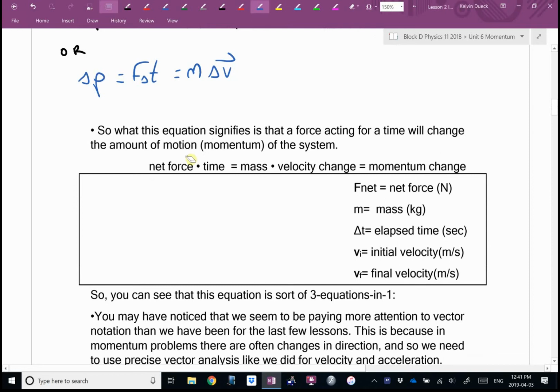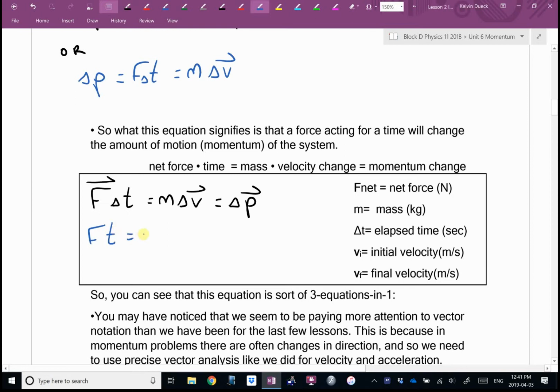So what this is saying is that a force acting for a time will change the amount of motion, the momentum, of a system. Force times time equals mass times change in velocity equals change in momentum. Doesn't matter which way you write it. I'm going to stop writing a delta t and just write a t. We did that before Christmas too. Time is always a change in, but we're just going to write a time.